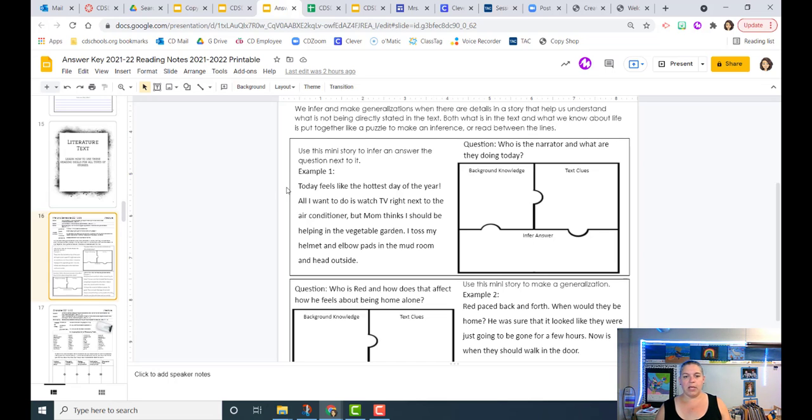Here's the example. Today it feels like the hottest day of the year. All I want to do is watch TV right next to the air conditioner, but Mom thinks that I should be helping in the vegetable garden. I toss my helmet and elbow pads in the mudroom and head outside. So we need to look for text clues and then what we know about life to infer our answer so that we can say who's the narrator and what are they doing today.